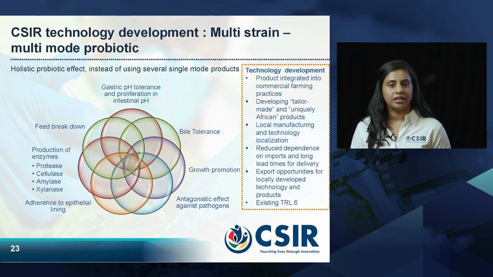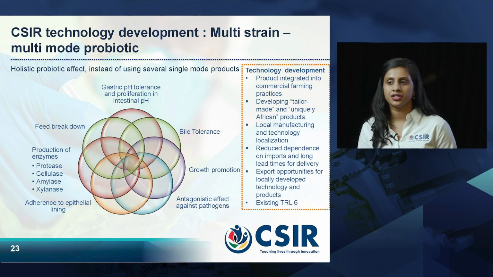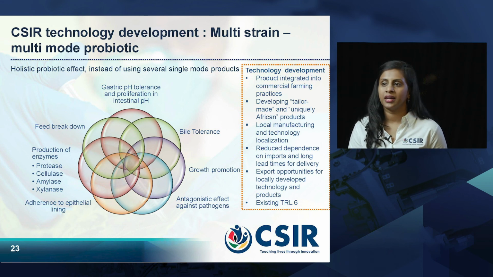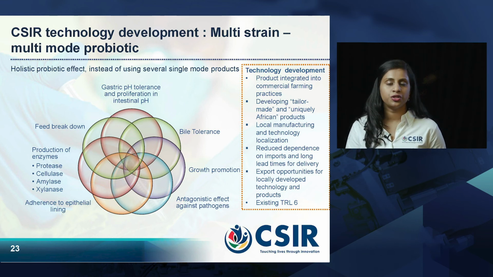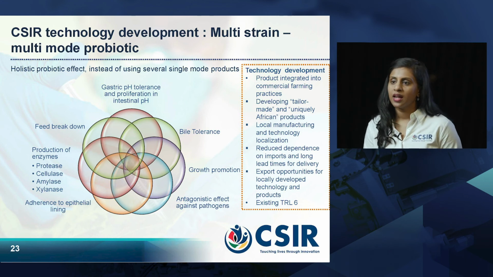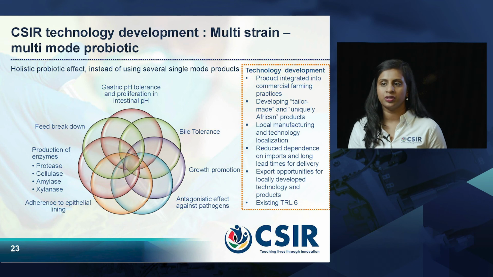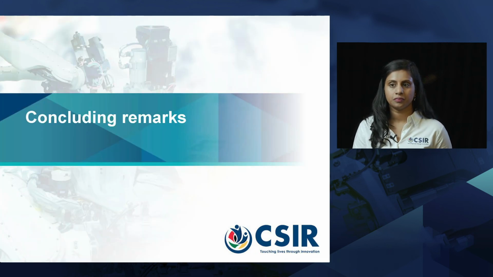This technology development resulted in the product being integrated into commercial farming practices. It demonstrated our ability in developing a tailor-made, uniquely African probiotic product. It stimulated local manufacturing and technology localization. It reduced our dependence on imports and long lead times for delivery, and also created export opportunities for our probiotic product. This technology is currently at a TRL level 6.